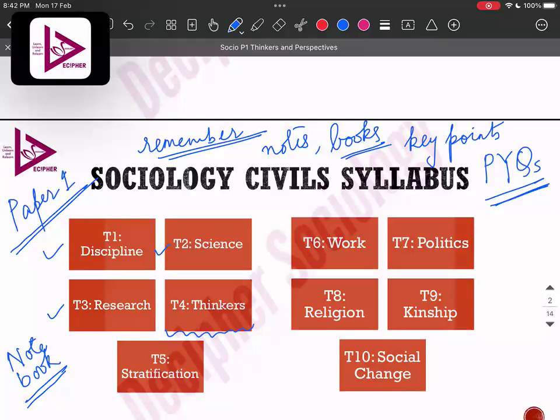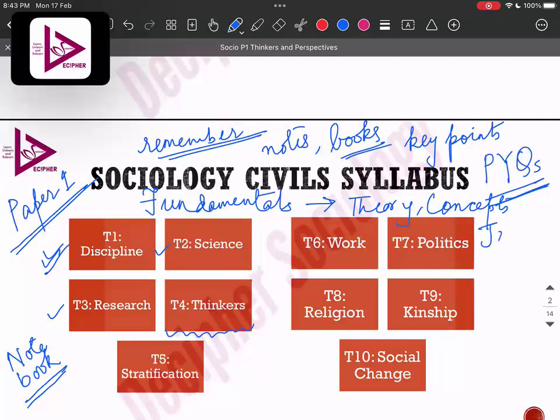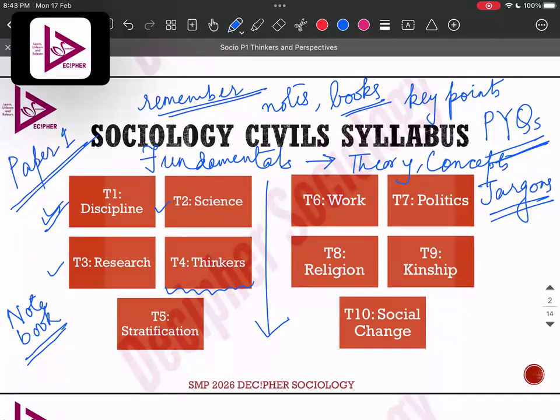Now, the first chapter, or topic 1, is Sociology, the Discipline. The name of sociology paper 1 is Fundamentals of Sociology. By fundamentals, we especially mean the theory and concepts of this subject, and some jargon or technical terms which are used mainly by people who study sociology. So this paper may be difficult if you are new to sociology, and if you are a fresher, it will take some time to become familiar with these terms.